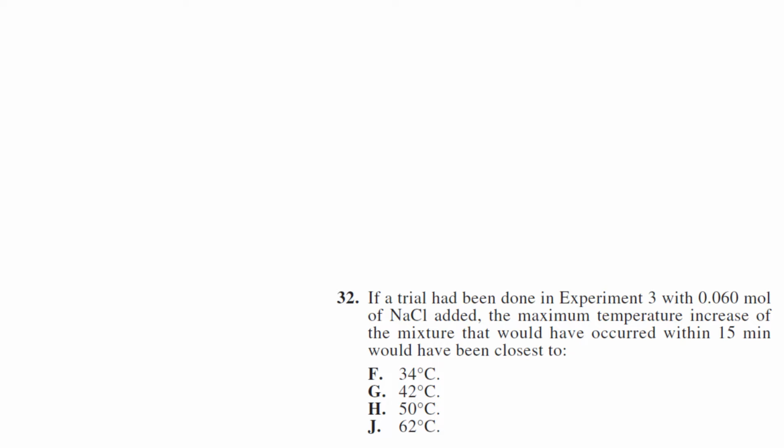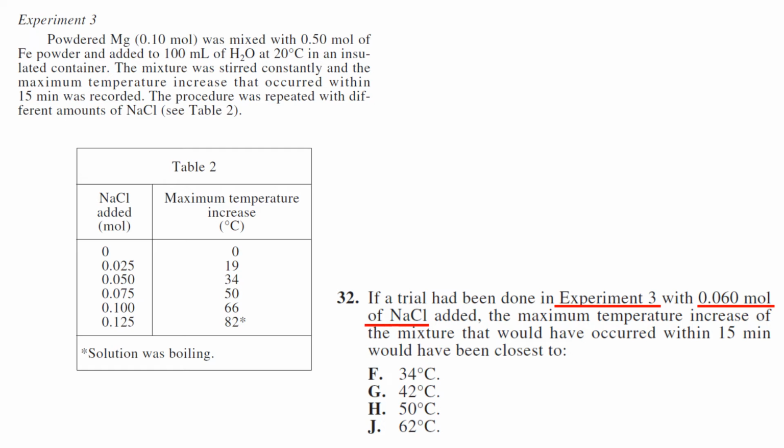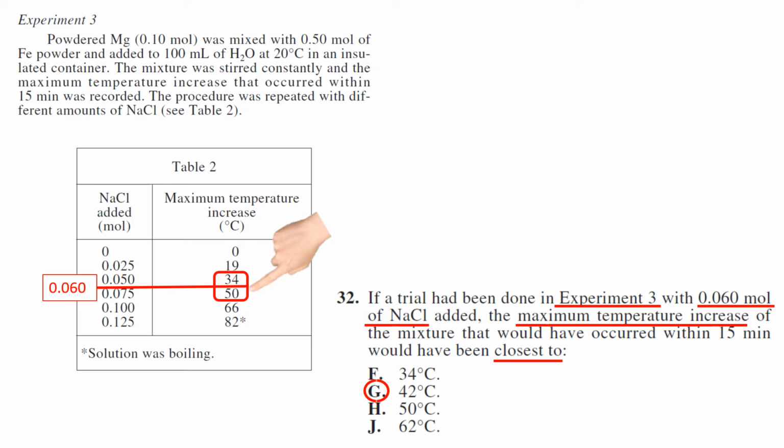Number 32, we're looking at experiment 3. This is an if, suppose, why question. Anything that has those words in it means you're going to have to add information in. So if a trial had been done that used 0.60 moles of NaCl, so it's going to be right there, the maximum temperature increase would be closest to. So it's going to be between 34 and 50. The only answer choice between 34 and 50 is choice G, 42.